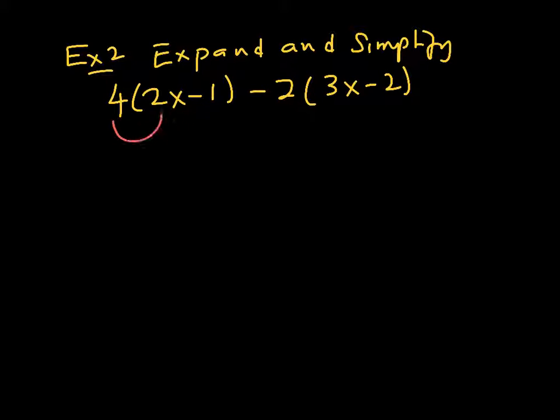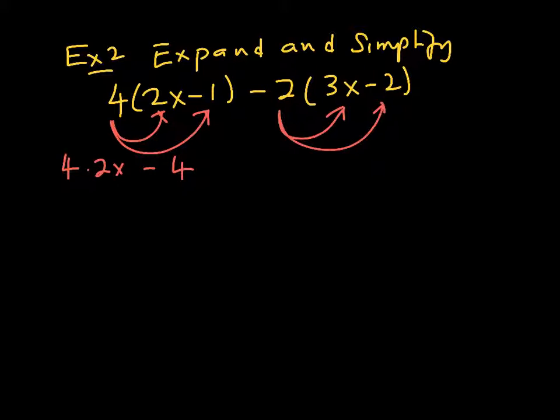Expand and simplify 4 into 2x minus 1 minus 2 into 3x minus 2. Okay, so we distribute. So 4 times 2x minus 4 times 1 minus 2 times 3x minus negative 2 times 2. Okay, so what is 4 times 2x?